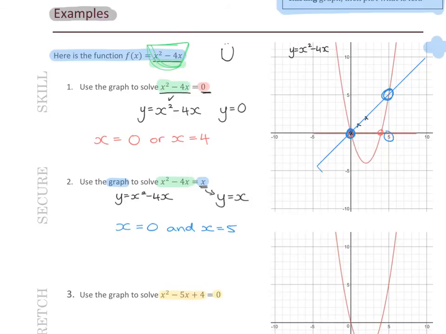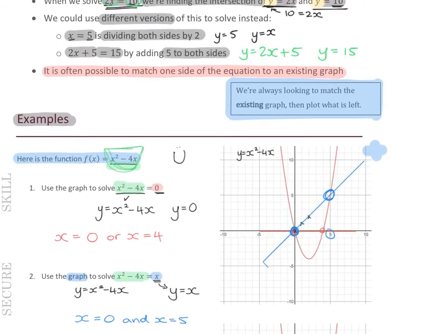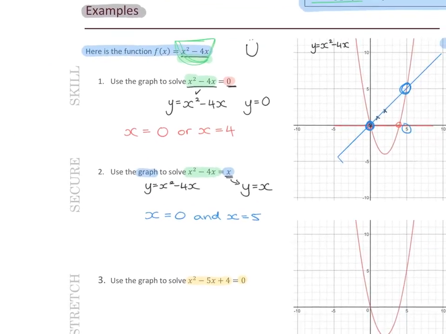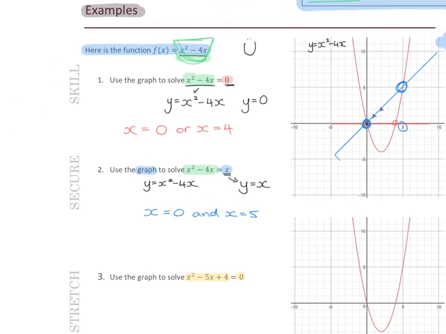So what I need to do from my blue box, it says we're looking to match the existing graph. So what I'm going to do is make this the same as my existing graph. Now x squared is the same, that's fine. But I've got minus 4x is what I want. So actually I'm going to plus an x to that. And that gives me minus 4x. But if I plus x there, I have to plus x on the other side as well.